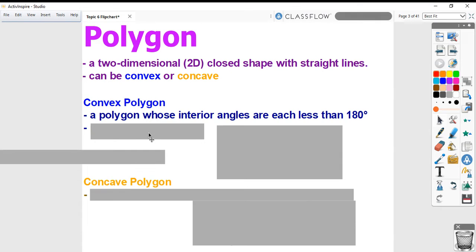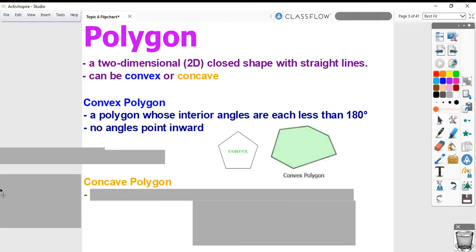Here's your definition for a convex polygon. Each interior angle is less than 180 degrees and none of the angles point inward. Here's what I mean by that. On both of these convex polygons, all of the angles point away from the inside of the shape. They point outside of the shape, and all of those are true corners of your polygon.